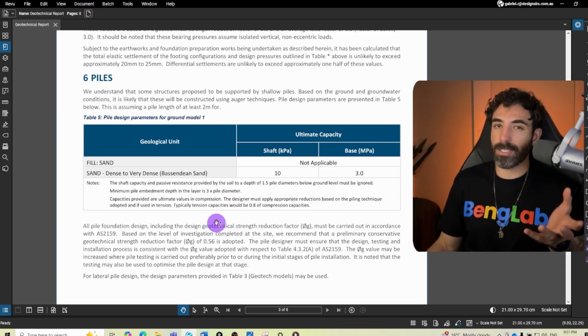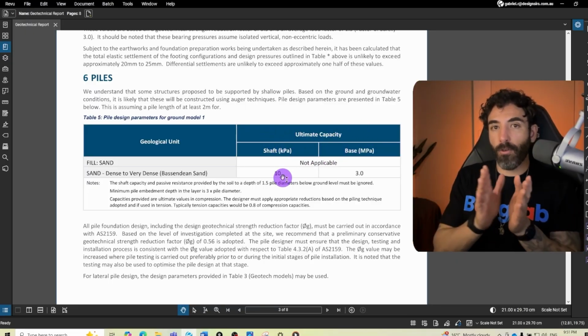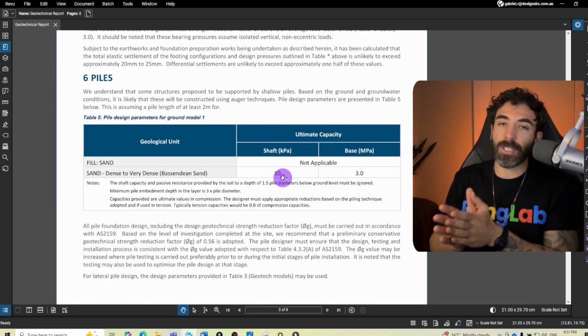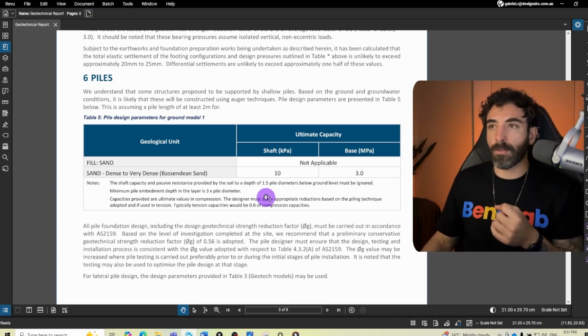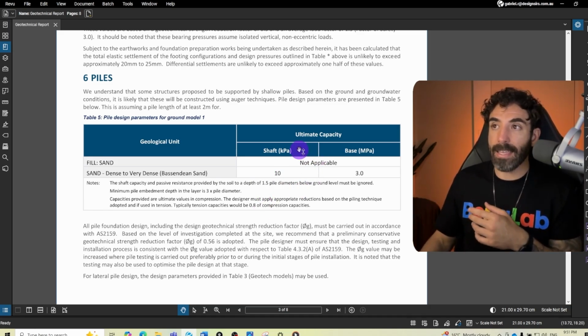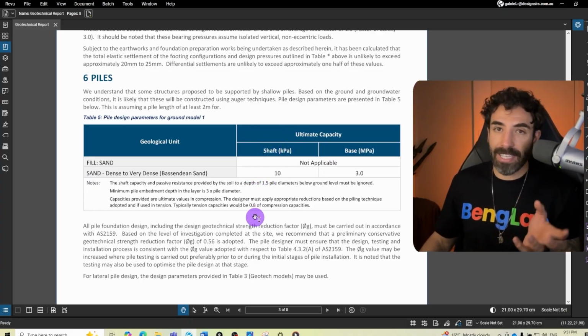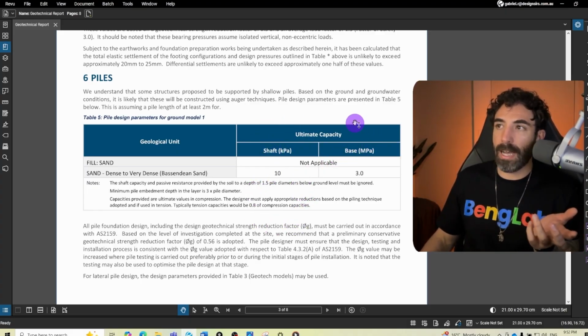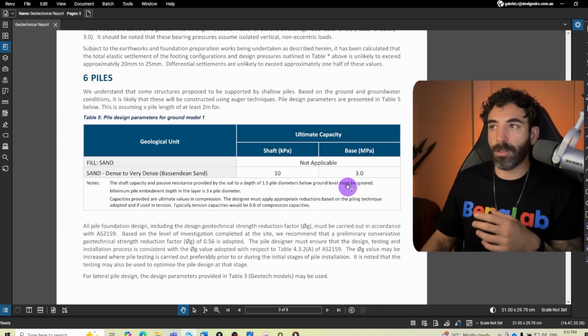Depending on the project, the geotech will provide an allowable bearing capacity for a specific type of pile that they recommended. For example, if they recommended bored piers, you would get an allowable shaft adhesion and also the allowable end bearing pressure for the pier.